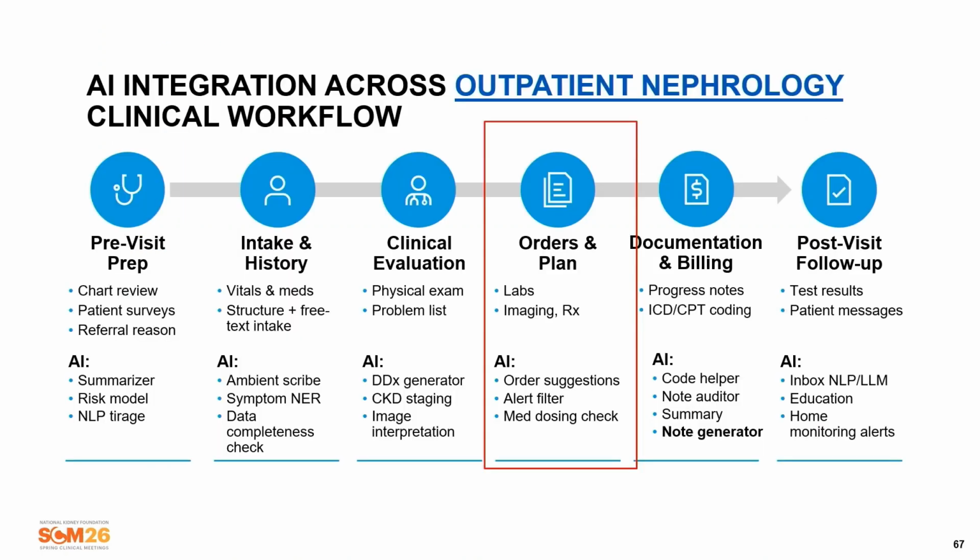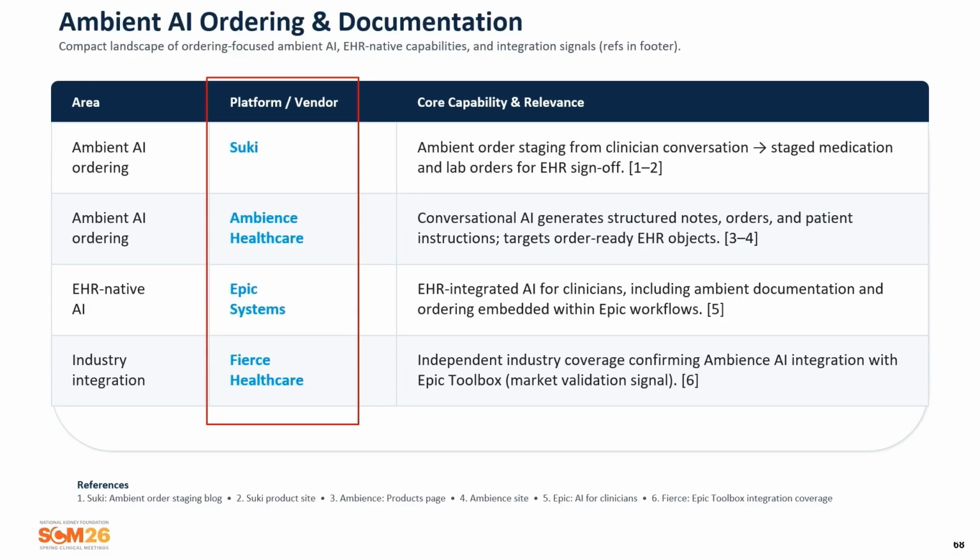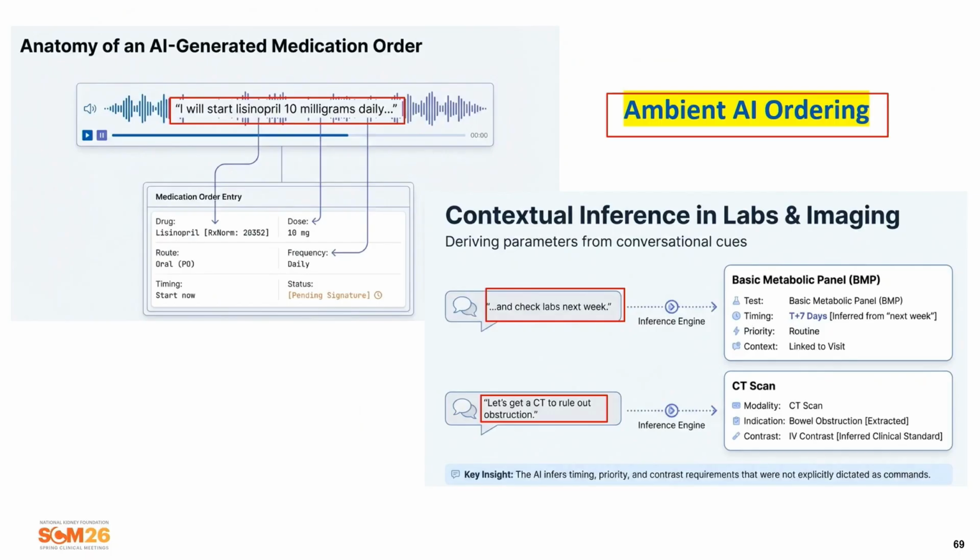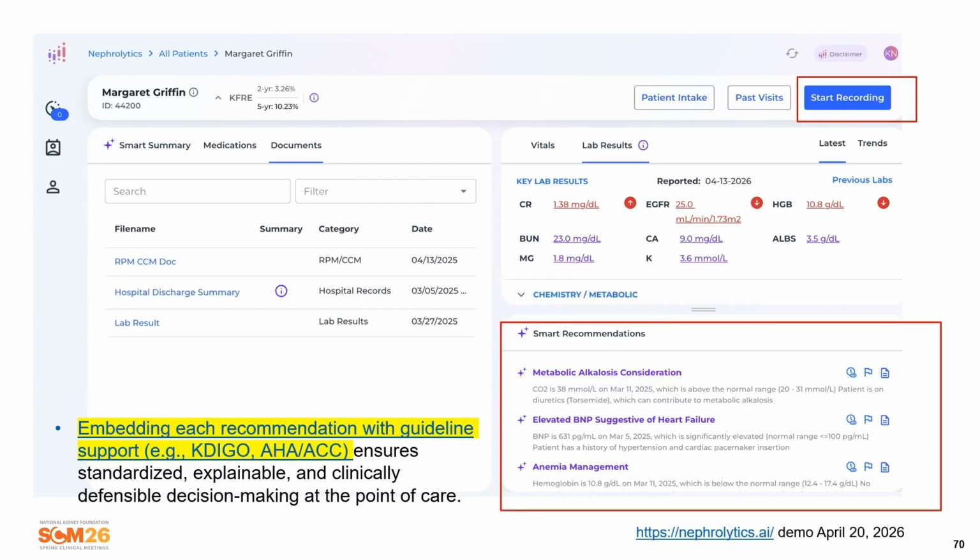How about orders and plan? At Mayo Clinic, we are now piloting what we call ambient ordering. So when I'm talking to the patient and I say, I want to start lisinopril 10 milligrams, AI already makes the order for me to review. And when I say I'm gonna get labs next week, AI makes the order for me to review and sign.